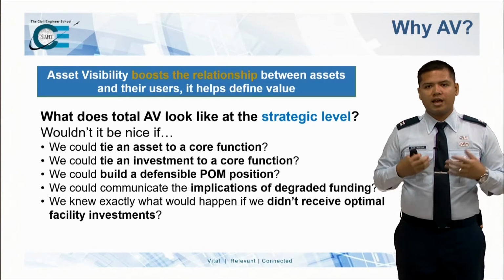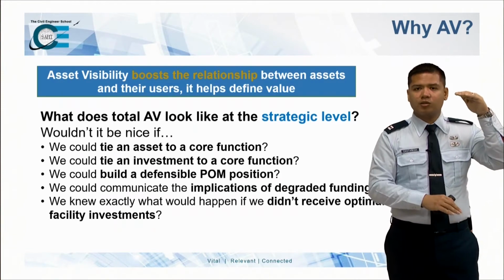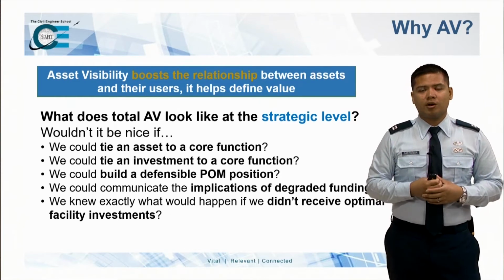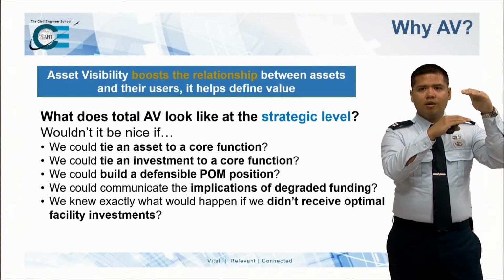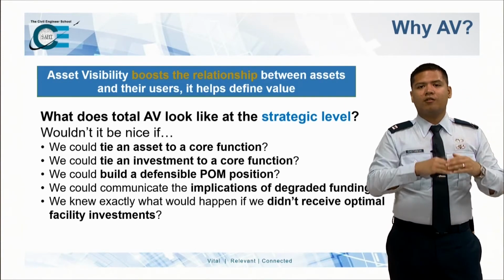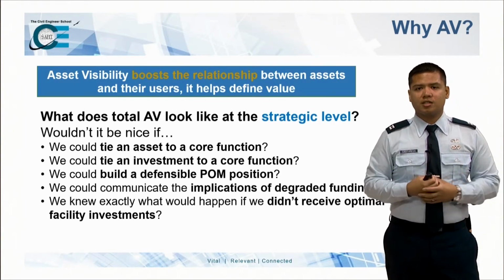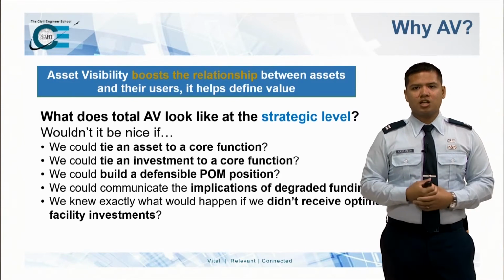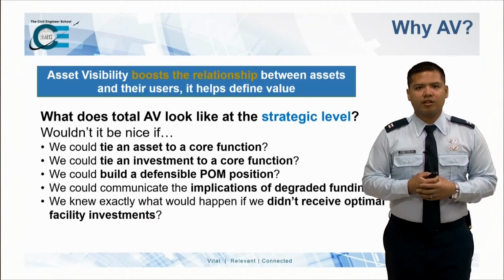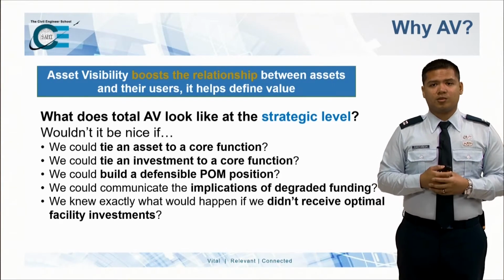And then we can also communicate the implications of degraded funding. So here's the entire list of requirements that we have, but realistically, this is how much money we're going to get. So if we get this amount of money, we can't execute everything below this line. What's going to happen if we don't execute everything below that line? We're going to start taking risk in those areas. What are the implications of that degraded funding? And then what if we knew exactly what would happen if we didn't receive optimal facility investments?